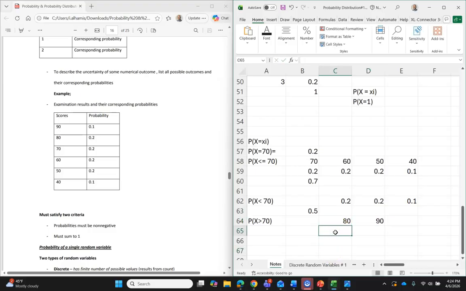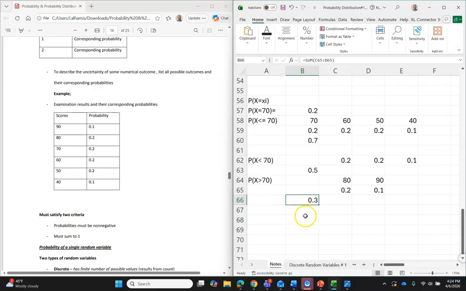Their corresponding probabilities are 0.2. These values are actually organized in a descending order. So we have 0.2 and here we have 0.1. So put an equal sign there, sum. We're going to sum these two probabilities, and so the probability of x such that x is greater than 70 is 0.3.